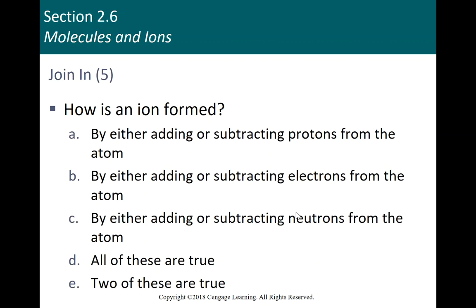So we went through and we talked about ions and how they're formed. And what did we do here this whole time? I know I talked about having its identity being like such and such, but what was I really changing? I was changing the number of electrons. So an ion is formed by adding or subtracting electrons.